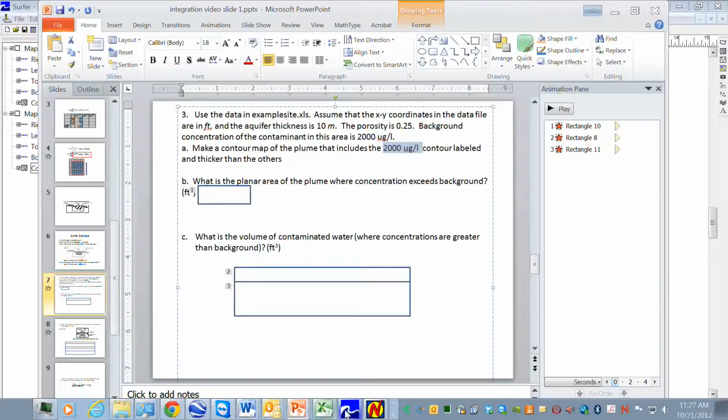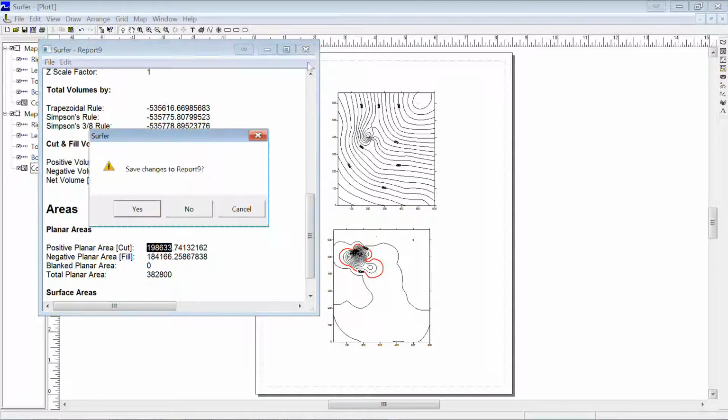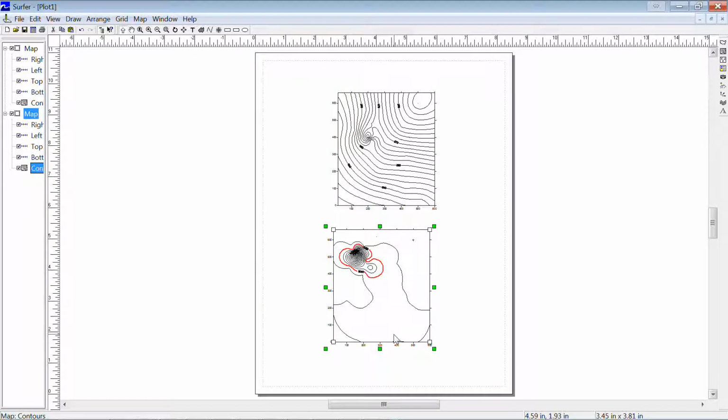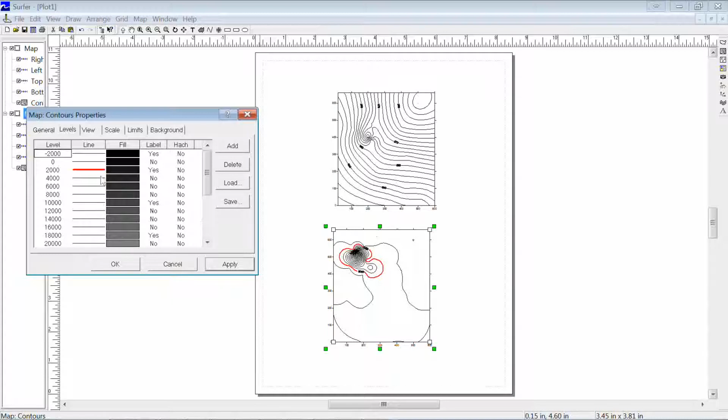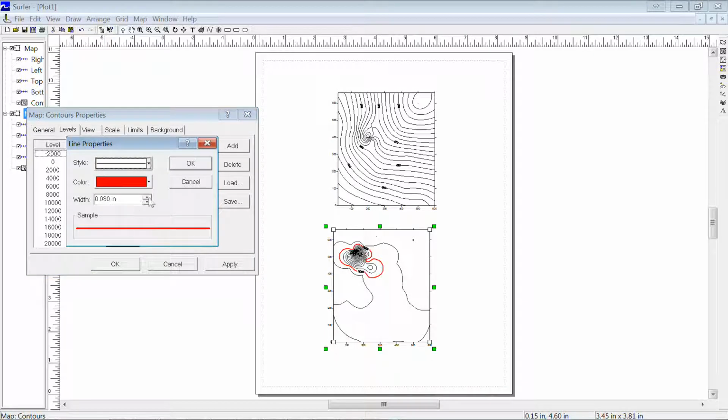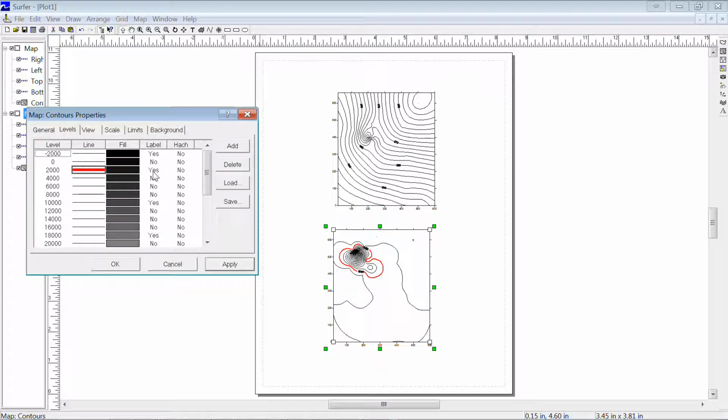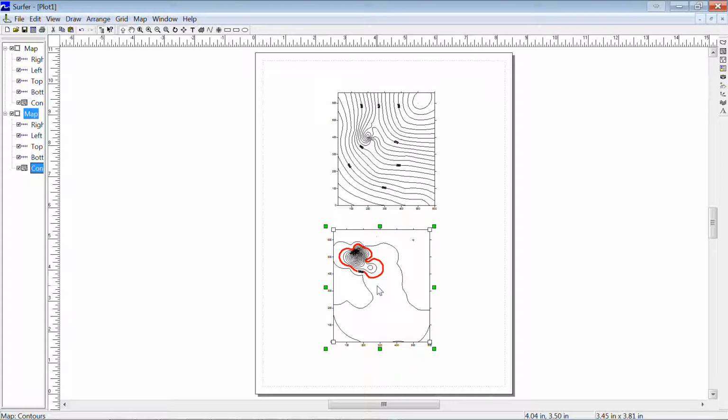And let's go ahead and do that. As it turns out, I guess right here I already did that. And if we want to make that a little bit thicker, we could boost the thickness, and I labeled it right here, so there it shows up pretty well. And so what we're going to do is determine the mass in this contour, and the idea would be that this is really where the mass is elevated. The mass here below this 2000 microgram per liter is just at background.